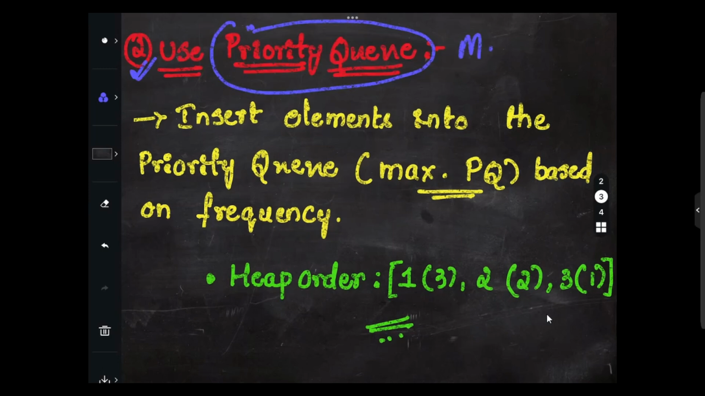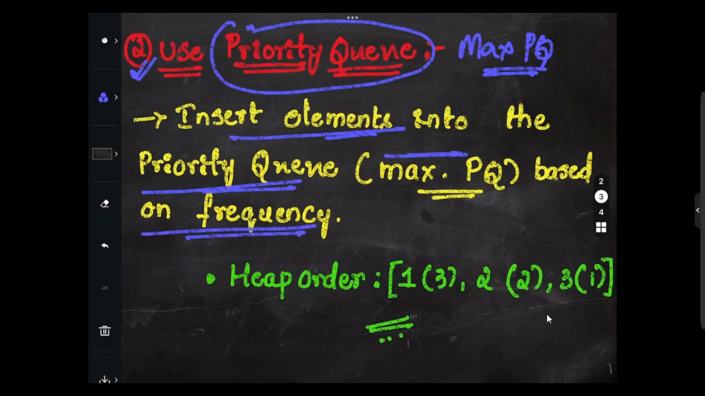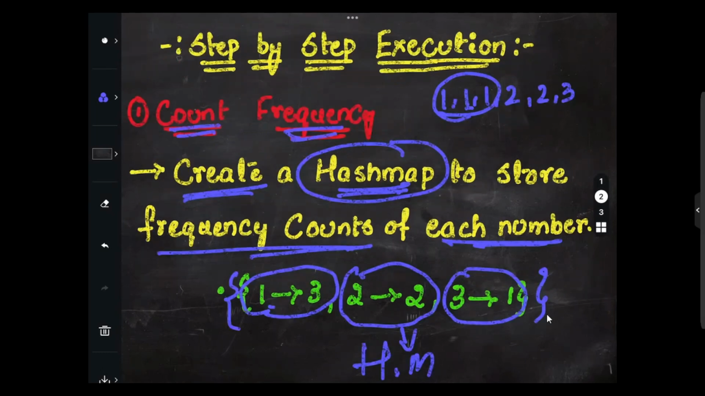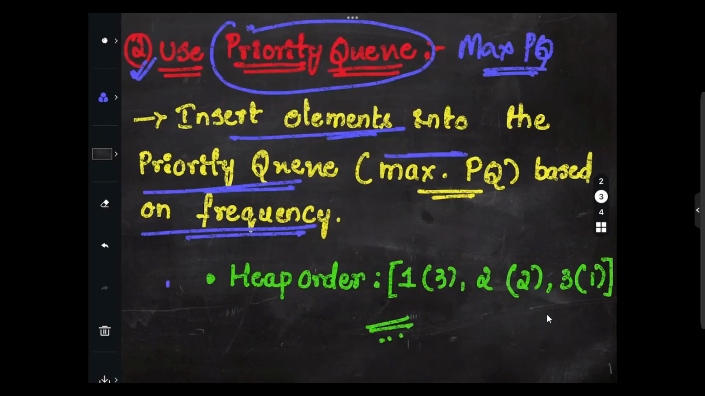So we will be making use of the priority queue or max heap or max priority queue in this case. We will insert the elements into the priority queue, nothing but the max priority queue here, based on the frequency. Based on the frequency means based on the higher frequency. So here 1 is repeated thrice. So first, 1 will be inserted, right?